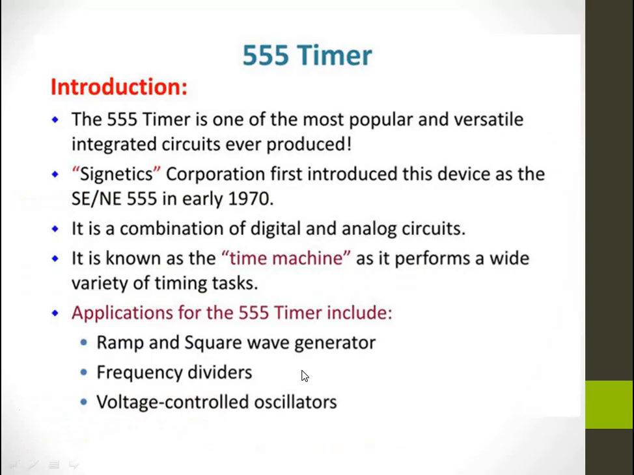This is the introduction about the 555 timer. It is one of the most popular and versatile ICs, and it was introduced by scientists in the 1970s. This IC is a combination of both digital as well as analog circuits, and it is popularly known as the time machine because it performs widely in timing applications. Because of this, it is used for a variety of applications like ramp generators, square wave generators, frequency dividers, voltage controlled oscillators, and a lot of toy circuits.